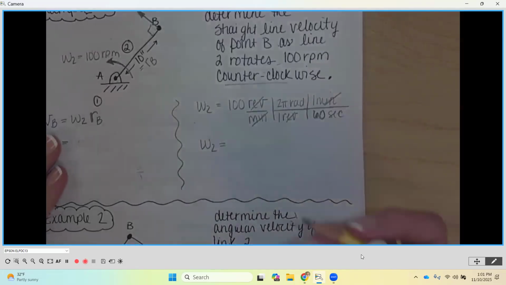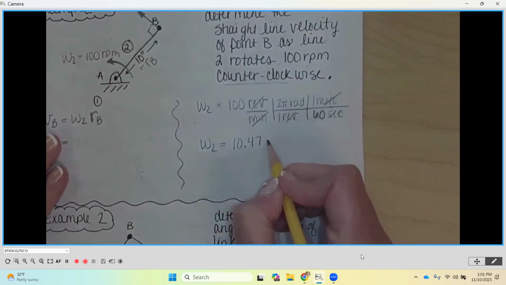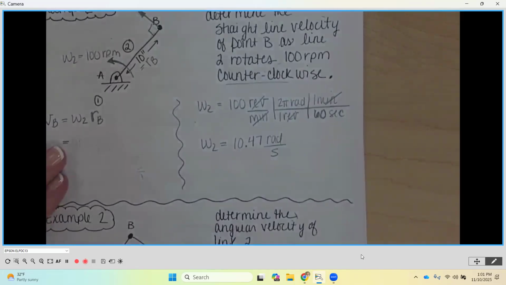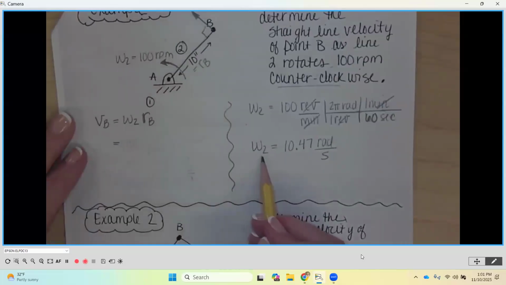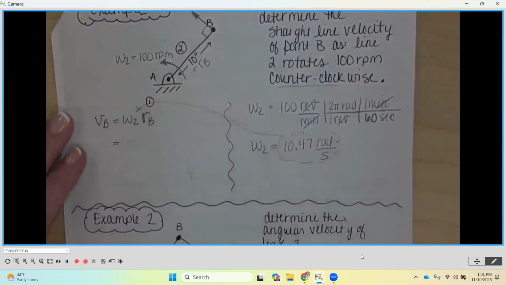Steve? Yeah, 10.47. 10.47. And what are the units? The rad per second. Yep, radians per second. Anybody else get that? Confirm that, 10.47. I'm seeing nods in the room. Excellent. Thank you, Aiden. Okay, so now this is the value. This one right here is going to go in our W2.